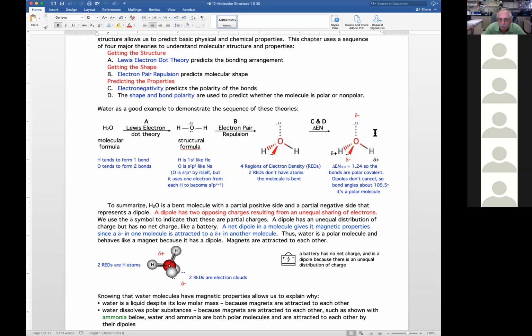This has magnetic properties. And when you see that you have partial charges and it doesn't cancel out, in other words, if the dipoles don't cancel out because they're at this angle to each other, you have what's called a polar molecule. So the polar bonds have made it into a polar molecule. And that's going to lead us to be able to understand all kinds of properties about water and other molecules that are also polar.